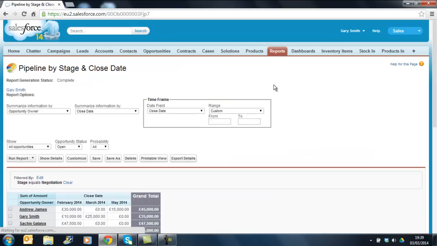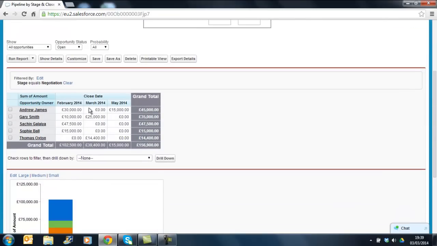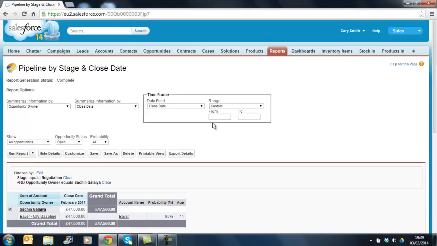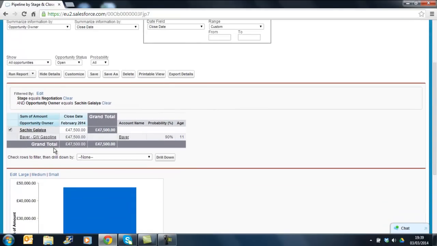If I wanted to, I could hide the details and just look at it exactly the same way. So these are all negotiation deals, and this tells me by owner. I might say, well, actually, Sachin, let's have a look at your deals. Let's just expand the report again. So in fact, it's only one deal that's contributing £47,000 into my February figures.